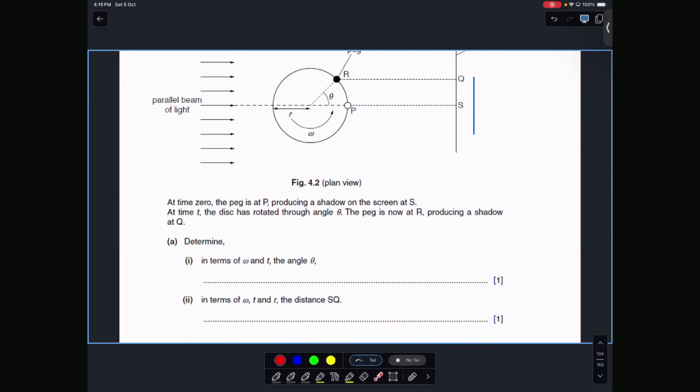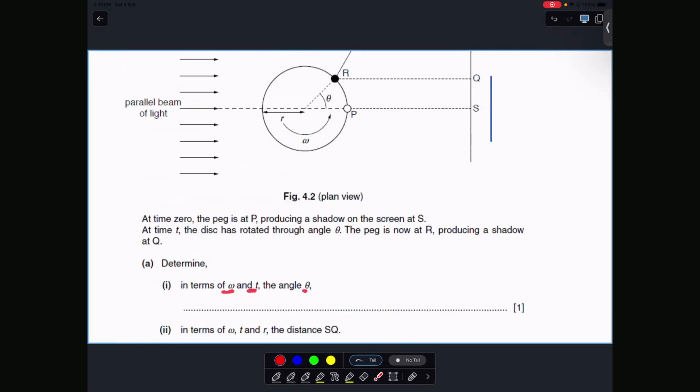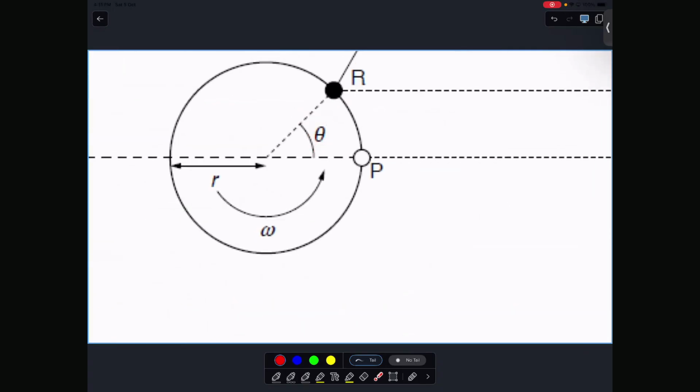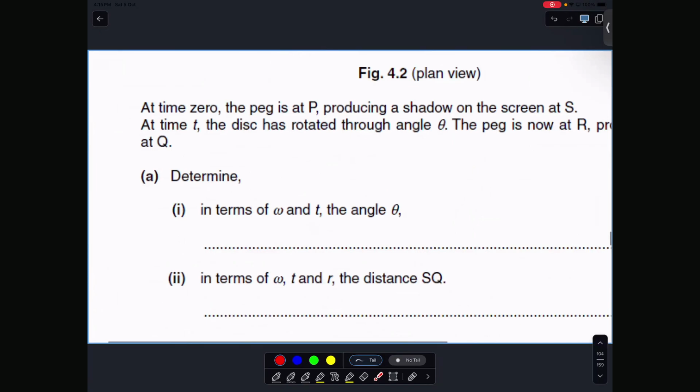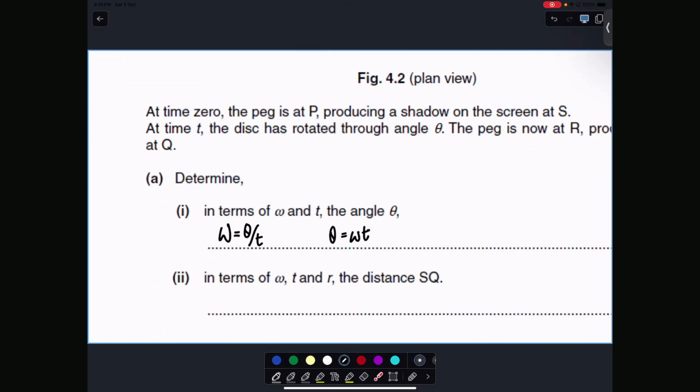It says determine, in terms of omega and t, the angle theta. So what is this angle theta here going to be in terms of omega and t? We have done the derivation. The formula for omega is 2 pi by T, but there's another one, which I told you is important here: omega equals theta divided by t. So in terms of omega, the angle theta, therefore theta is equal to omega t. Okay, so that's the expression.